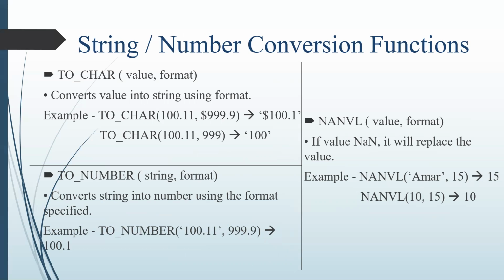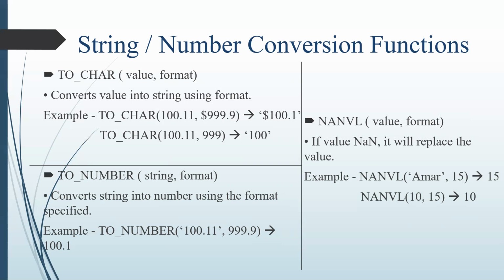Next are string or number conversion functions. There are some scenarios in which we want to convert a string to a number or a number to a string. First is toChar. This is a function which is used to convert a numeric value into a string format. In the first example, we are passing the number 100.11 and we want it in the string format $999.9. So we will get the output $100.1.